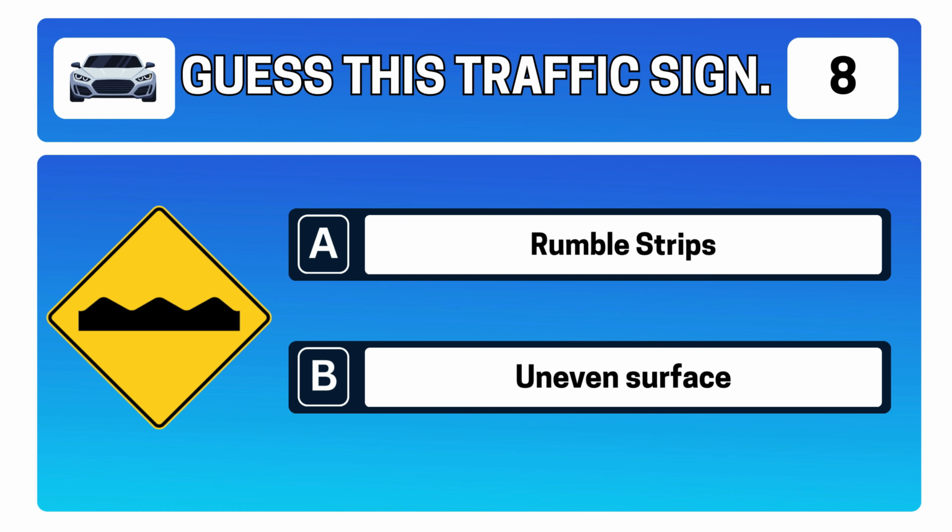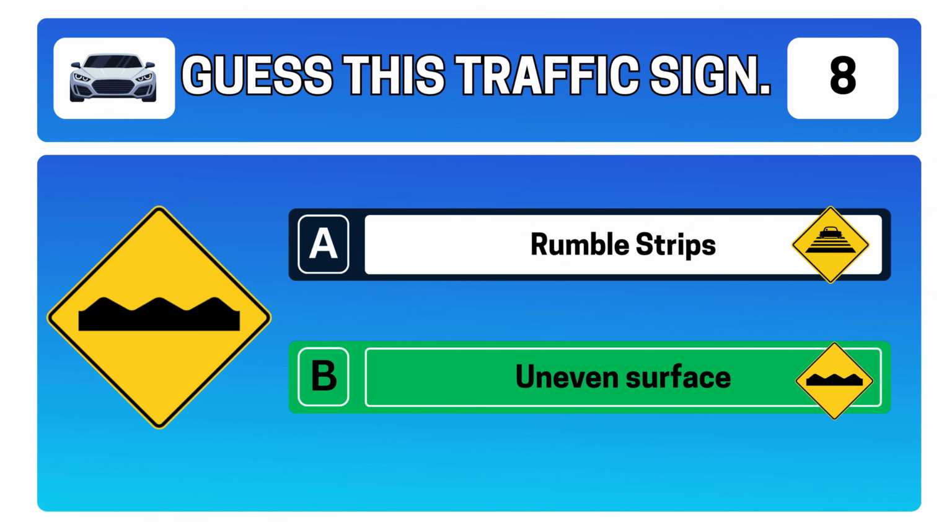Guess this traffic sign. A. Rumble strips. B. Uneven surface. Perfect. It is the uneven surface sign.